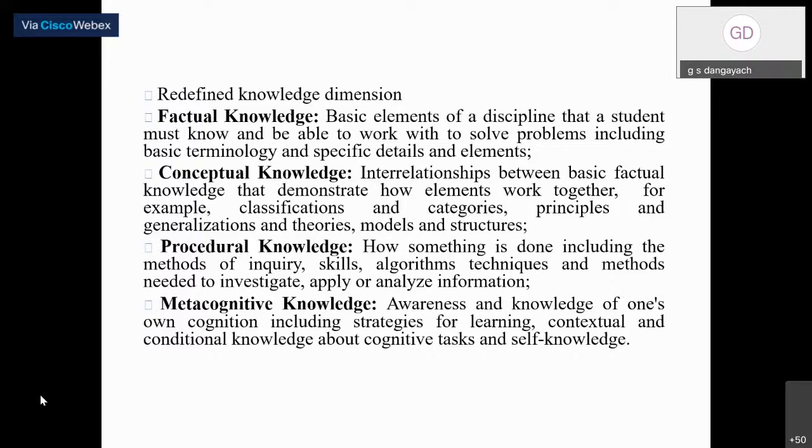Procedural knowledge: how something is done, including the methods of inquiry, skills, algorithms, techniques, and methods needed to investigate, apply, or analyze information. Metacognitive knowledge: awareness and knowledge of one's own cognition, including strategies for learning, contextual and conditional knowledge about cognitive tasks, and self-knowledge.